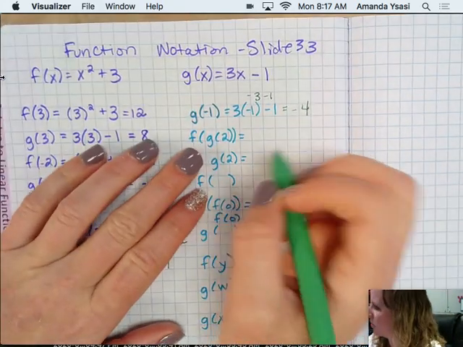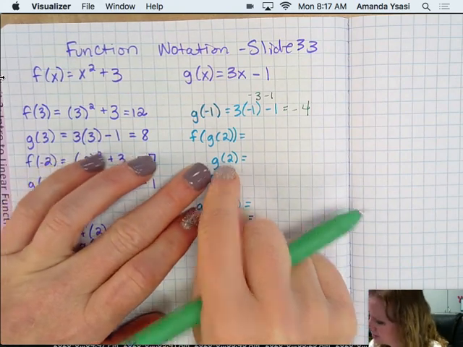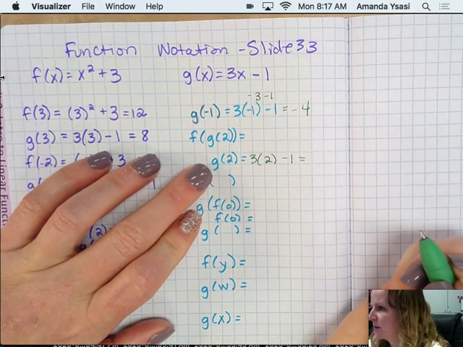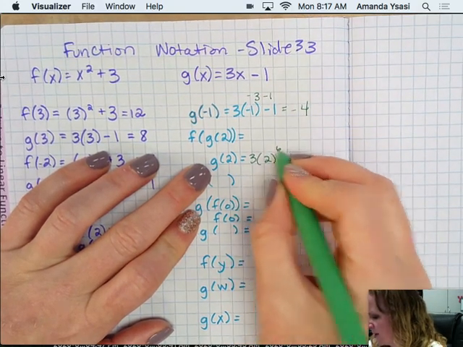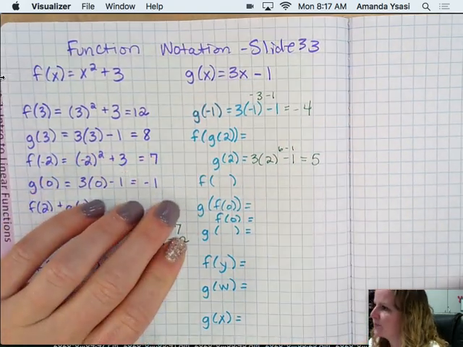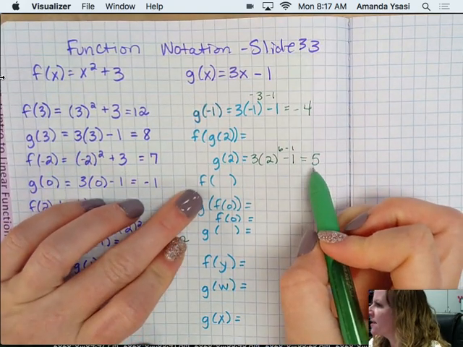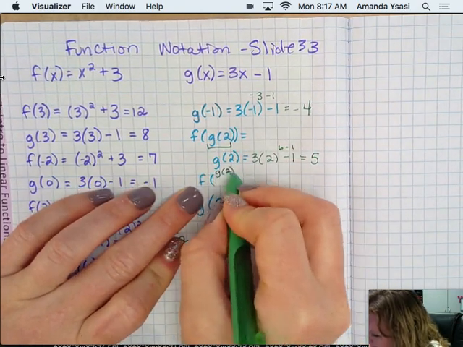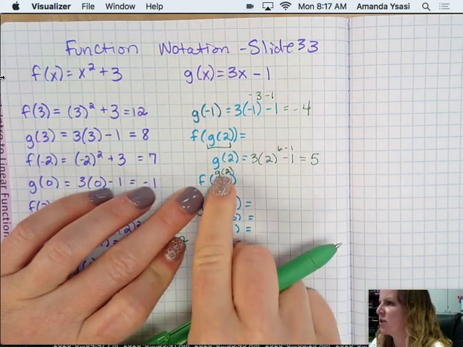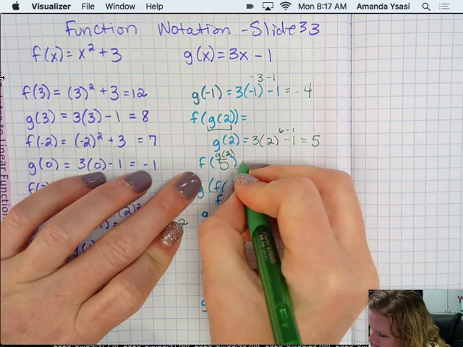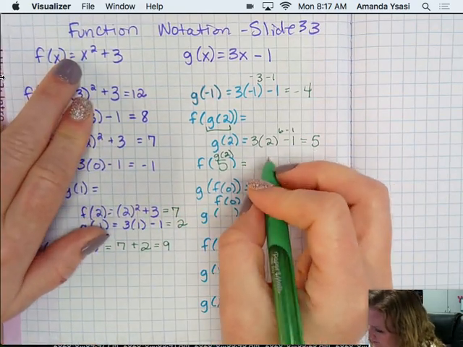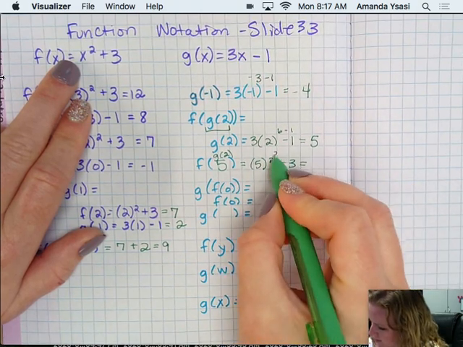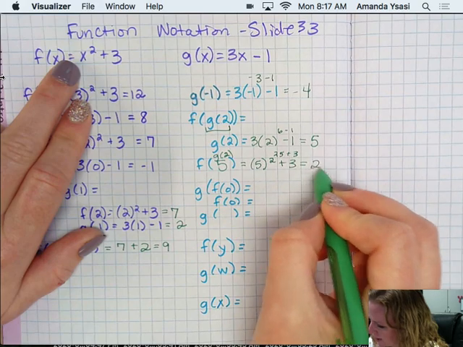f of g of 2. So that means I need to do g of 2 first. So that'd be 3 times 2 minus 1, which would be 6 minus 1 is 5. Then what I plug in next, this said g of 2. So instead of writing g of 2 in there, I'm going to write 5, because that is what g of 2 is. So this will be x squared plus 3. So 5 squared plus 3. 25 plus 3. 28.